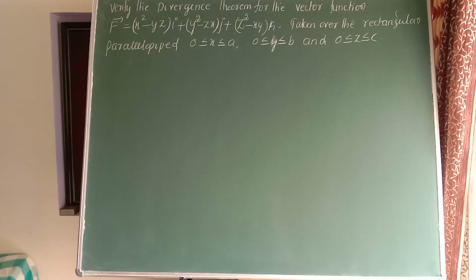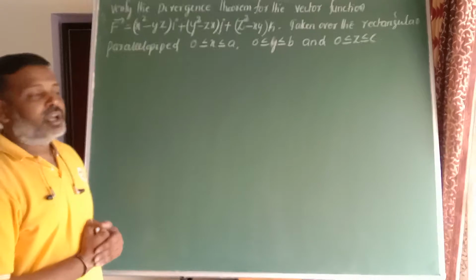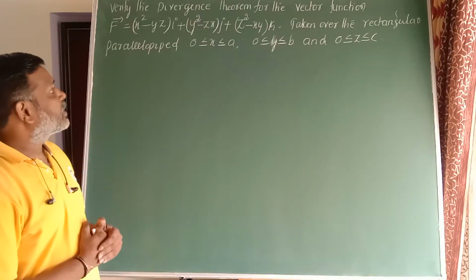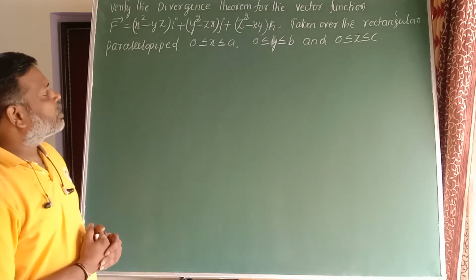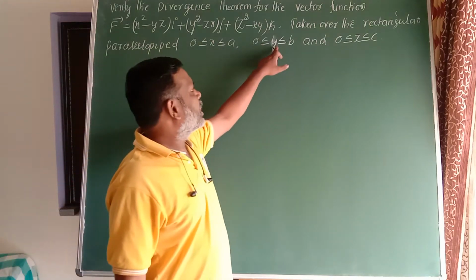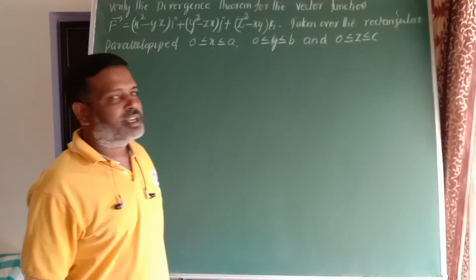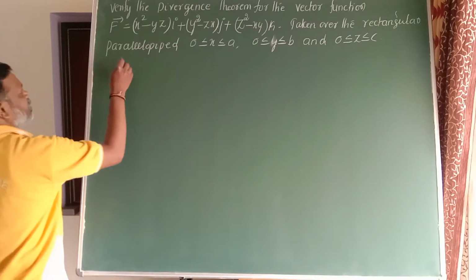Okay, now, dear student, the last very important problem of the divergence theorem. What is that? Verify the divergence theorem for the vector function F = (x² − yz) i + (y² − zx) j + (z² − xy) k, taken over the rectangular parallelepiped where x varies from 0 to a, y varies from 0 to b, and z varies from 0 to c. Let us first write down the divergence theorem.